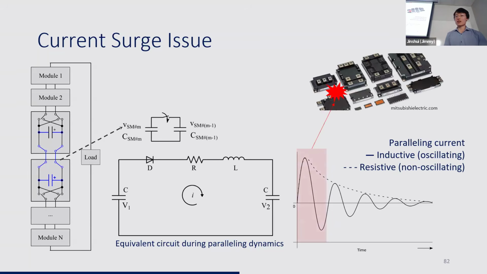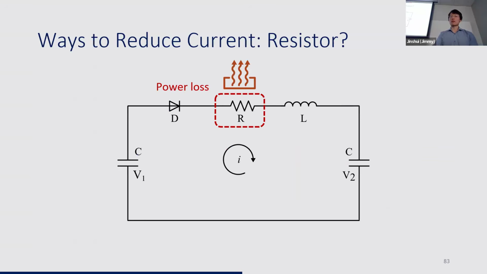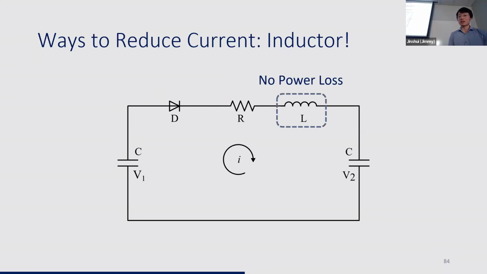And a large current surge, even just a brief one, can drive the transistor into saturation and damage them. So how can we reduce or limit the current surge? Well, we can always increase the resistance like here, but that dissipates energy through heat, which means power loss, and we don't want that. The other option is the inductance. Inductors can impede alternating current with no loss, which makes it a better solution.